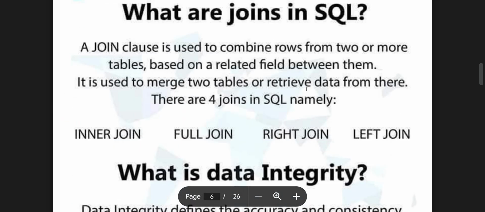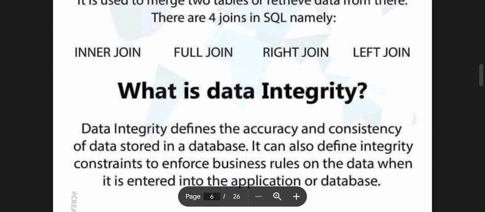What are the joins in SQL? The join clause is used to combine rows from two or more tables based on a related field between them. It is used to merge two tables or retrieve data from them. There are four joins in SQL, namely inner join, full join, right join, left join.